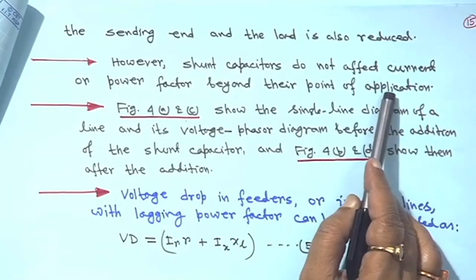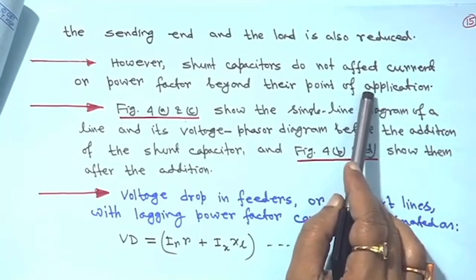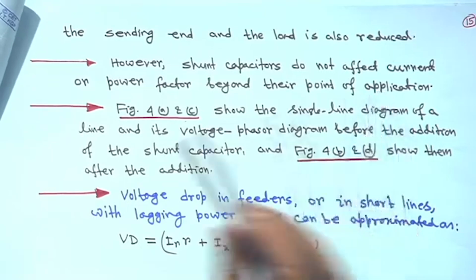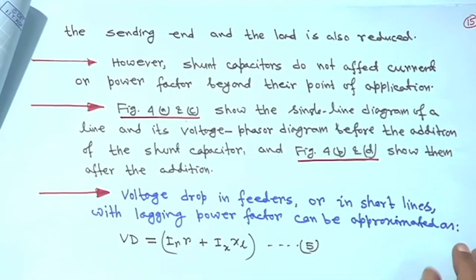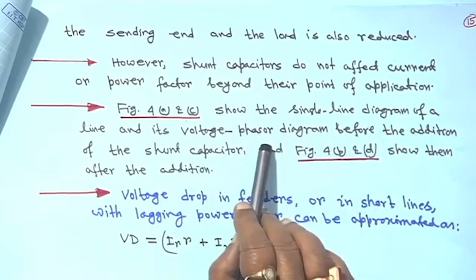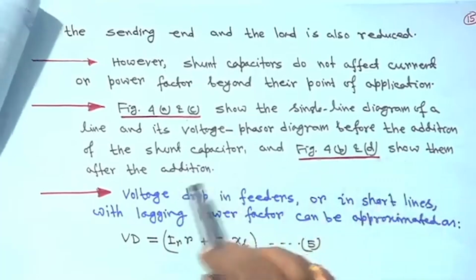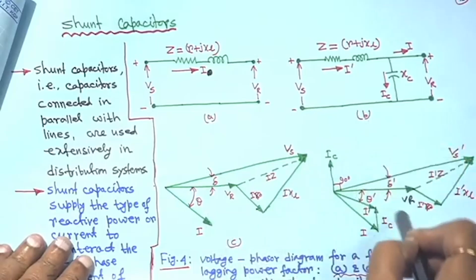This I have explained previously in the previous class: wherever the capacitor is connected, beyond that point it will not be affected, only a little bit of effect will be there due to the improvement of the voltage. In figure 4, A and C show the single line diagram of the line and the voltage phasor diagram before the addition of the shunt capacitor, and figure 4 B and D show them after. This is figure 4, this is A and C, this is B and D.